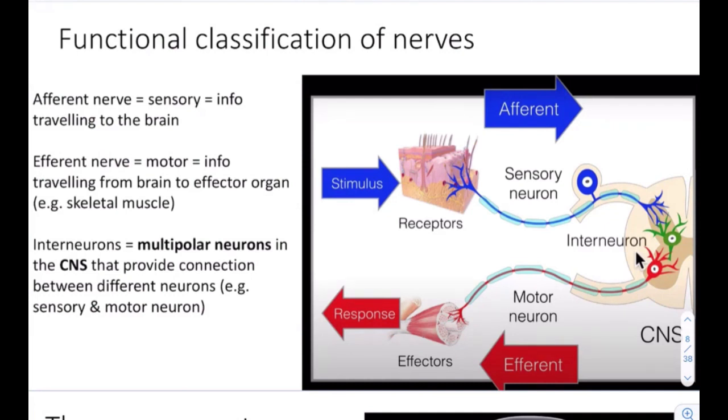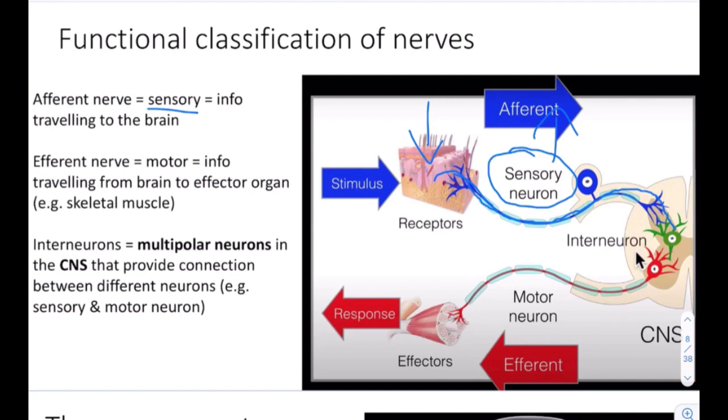And the afferent nerve is also called a sensory nerve or neuron. An example right here of a sensory neuron: you have the dendrite, and let's say there's some sort of stimulus, like something touches your skin. This impulse travels to the spinal cord, then to the brain. So this is called a sensory neuron, or an afferent neuron, or an afferent nerve, or sensory nerve. Basically, the information travels to the brain.